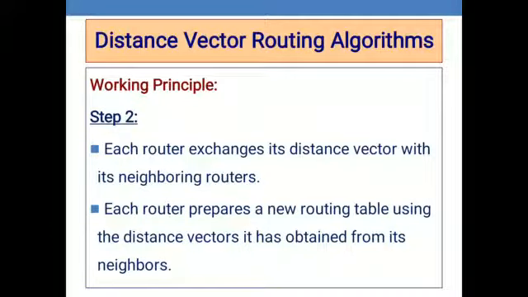Each router prepares a new routing table using the distance vectors it has obtained from its neighbors. Initially it is updated with values in the routing table. Once the neighboring nodes give updated information, all the connected neighboring nodes will update the routing table. Another routing table is maintained, in which the updated data, whatever information was given by the neighboring node, is updated. Periodically these things will happen.